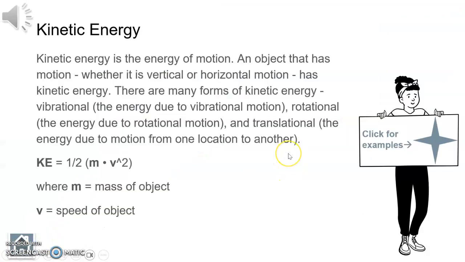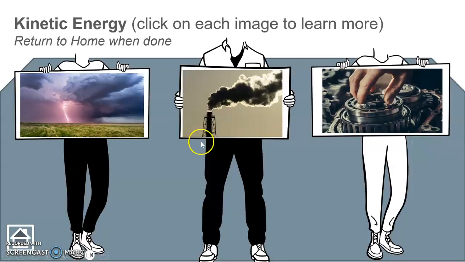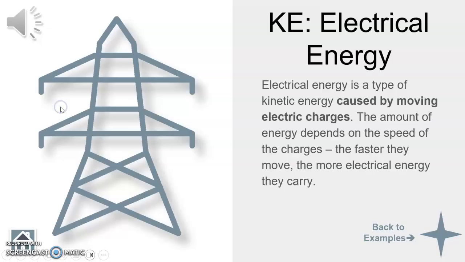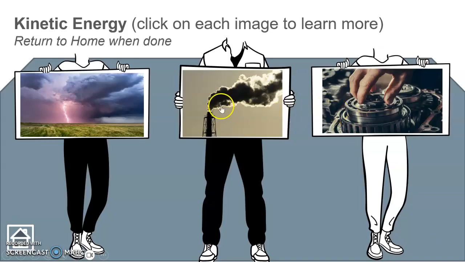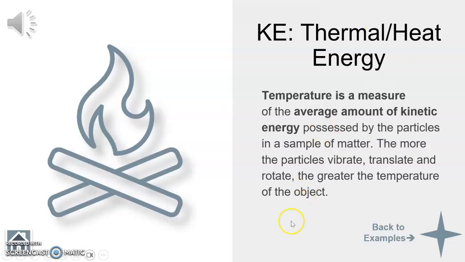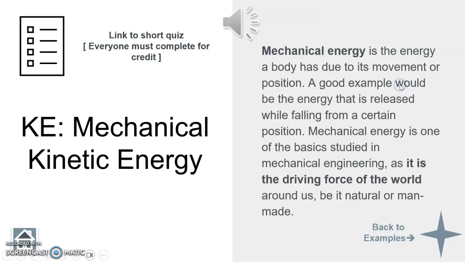And then we'll go over here to kinetic energy, so the energy of movement. Here are all the equations, more of a background, broad definition. Go ahead and click at the examples. We have electrical energy. Here we have thermal and heat energy. And then we have a broad mechanical energy.